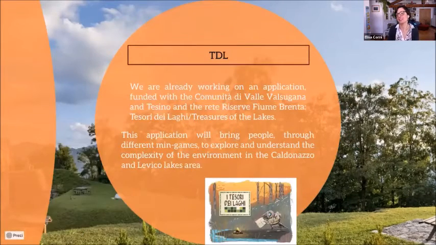But meanwhile, and this is something very new, I show you, nobody has seen anything about this. With Rete Riserve Fiume Brenta, Giancarlo can tell us about something, I think, later on. We have begun a new project that is an edutainment project, not in a place, but in the lakes of Caldonazzo and Levico area. And we are already building some games to understand the nature and the environment of this area. So this is already going on. And you can see the first image of this. Nobody has seen that. It's something unseen.